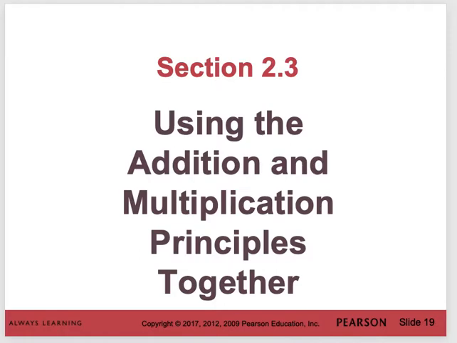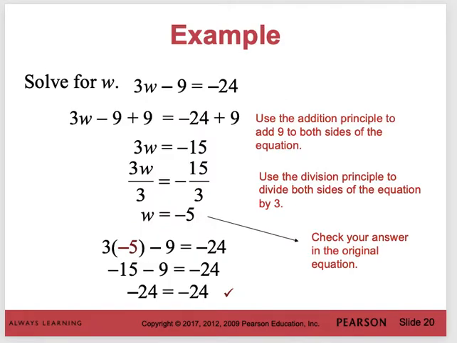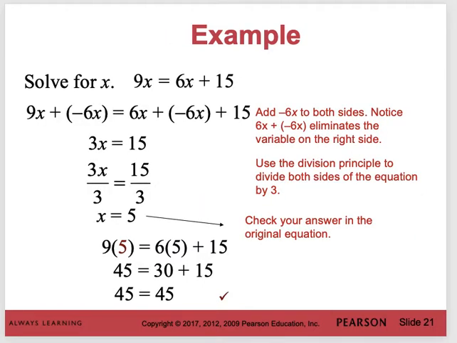In Section 2.3, they're combining addition and multiplication, so it's a multi-step problem. In this problem, to solve it, we would first add 9 to both sides and then divide both sides by 3. To solve this problem, you can go more than one route, but you could subtract 15, or you could subtract 6 from both sides to get the variables on the same side, 9x minus 6x, and then divide both sides by 3.